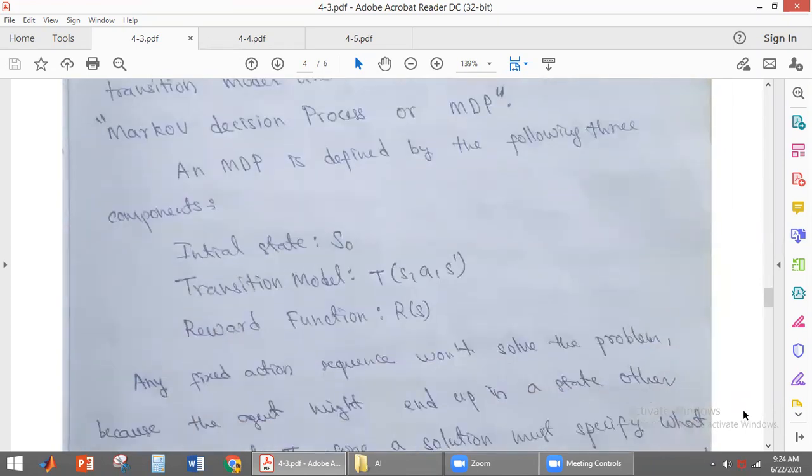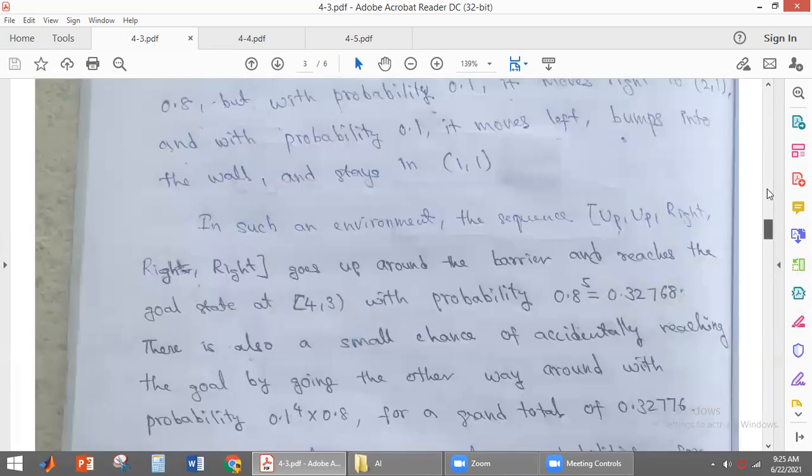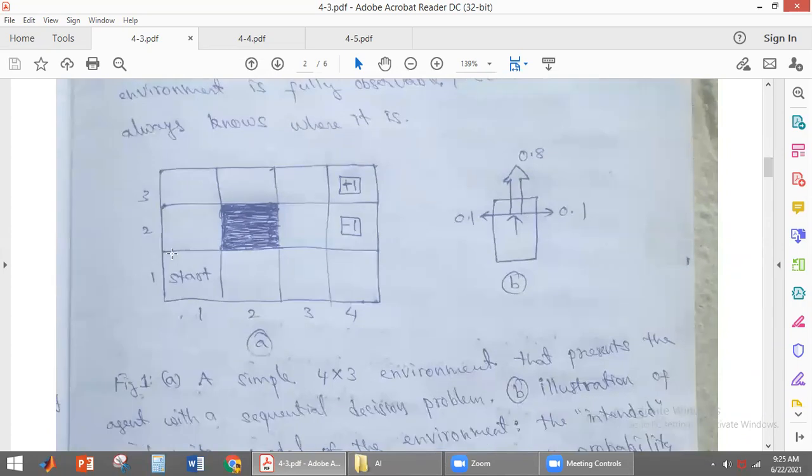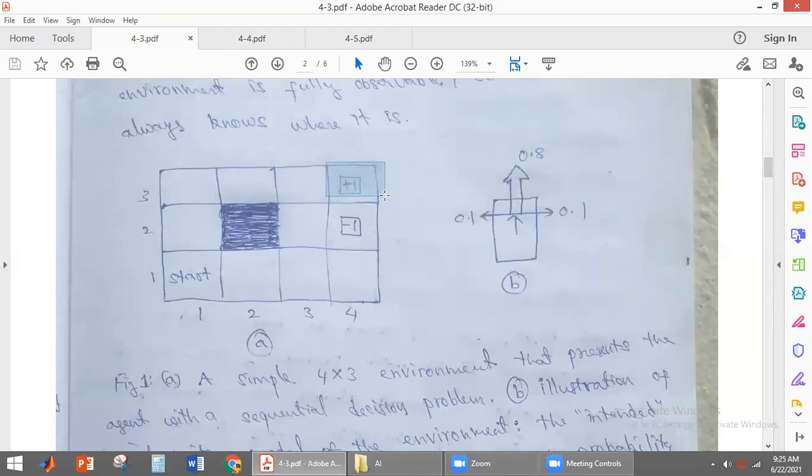And this Markov decision process will be defined by three components, students: the initial state, the transition model, and the reward. We have discussed that in the 4x3 environment, the agent has to start from the initial state. And what is the transition model? In the intended direction, the direction in which the agent wants to move, the probability is 0.8, whereas at right angles to the intended direction, it has a probability of 0.2. Finally, it has to reach the terminal states. The terminal states have the values +1 and -1.